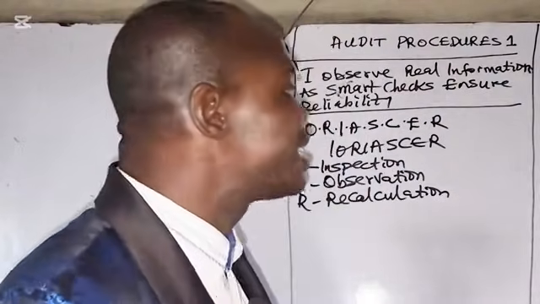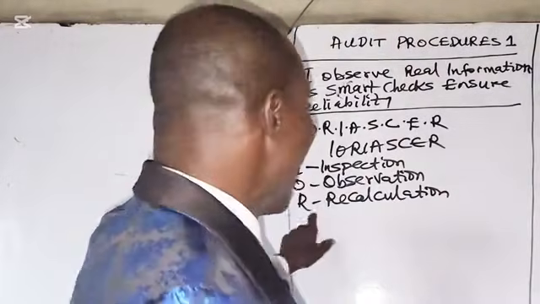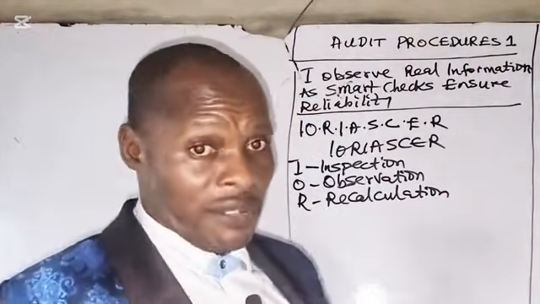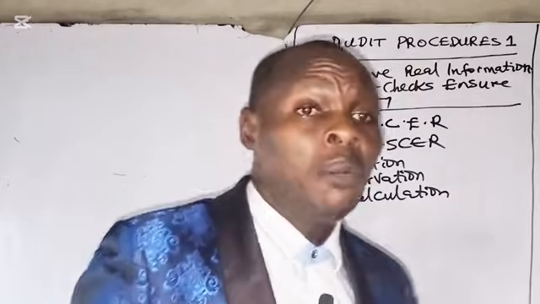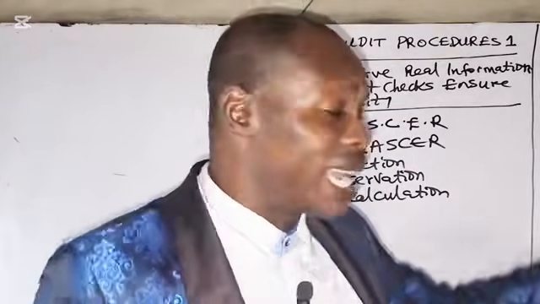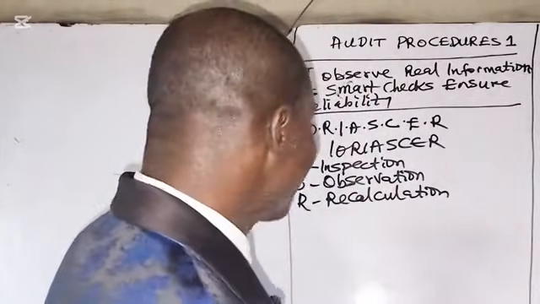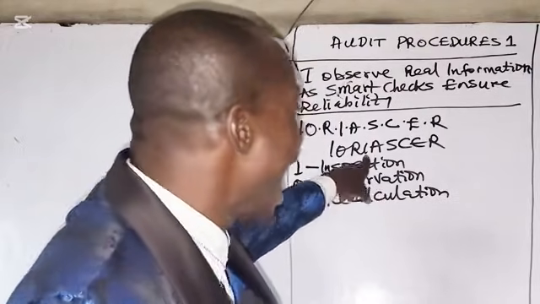Example, the client says total payroll is 2.5 million. You compute it yourself, carrying out the calculation in order to know if the figure released by the client is correct. That is recalculation. After recalculation, the next letter is I.